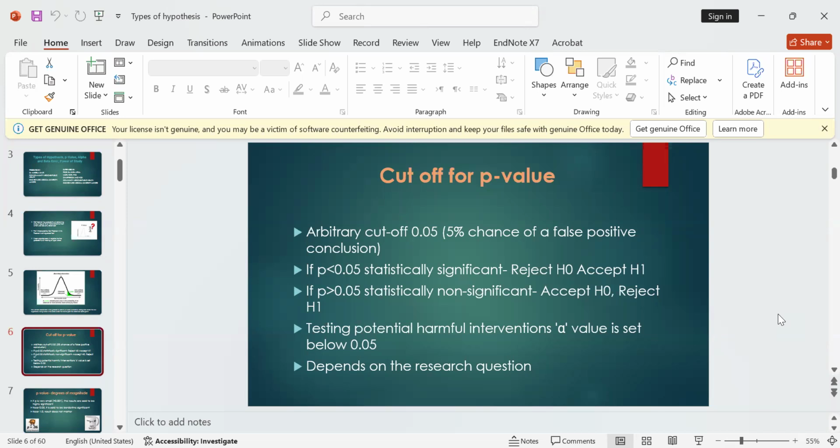When testing potentially harmful interventions, the alpha value is set below 0.05. It depends on the research question.